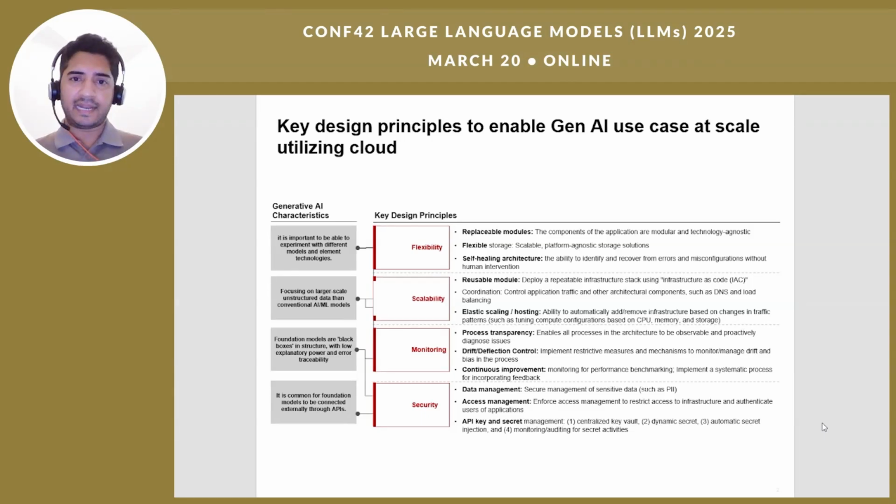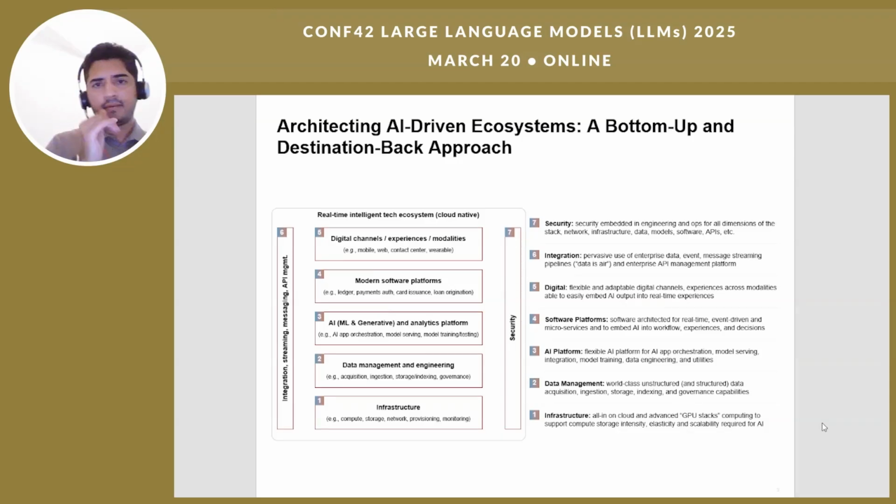Now, when you look at architecting AI-driven ecosystems, infrastructure is really important. This is where we have the compute, the storage, the network, the monitoring, provisioning, etc. And for generative AI applications, GPUs are really important to train the large language models and to drive those kinds of applications, right? The next is data management and engineering, which we have been doing since traditional machine learning and AI, where we need to integrate with various source systems, acquire the data, ingest, store, and make sure that we have the right data governance.